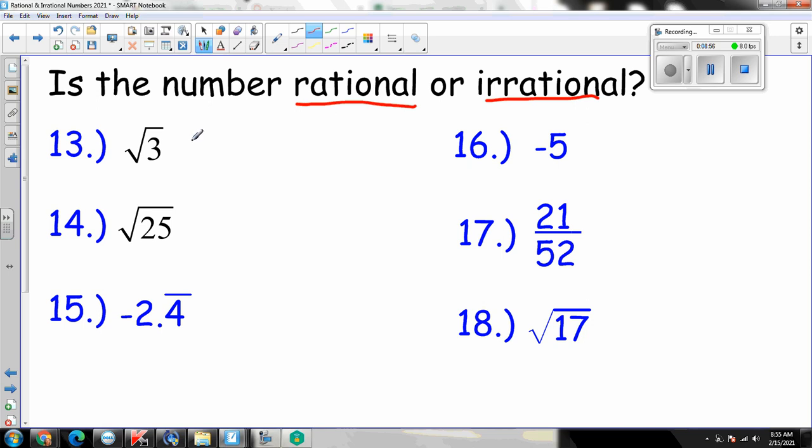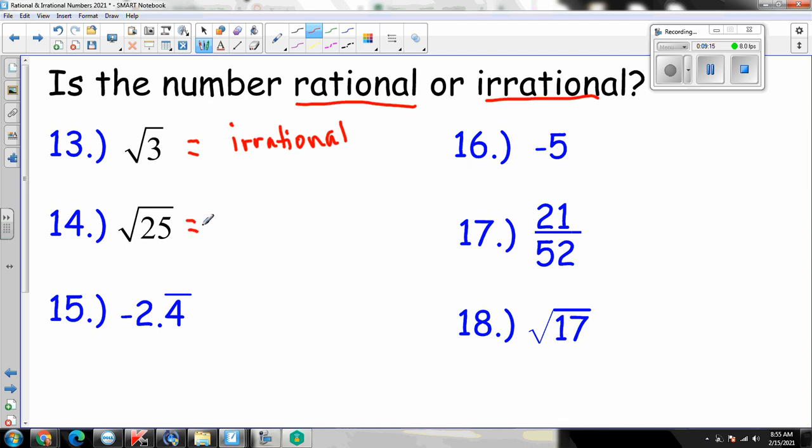Okay, so let's check. Square root of 3. There's not a whole number times itself to give you 3. 1 times 1 is 1, 2 times 2 is 4. So this is irrational. If you took a calculator and did the square root of 3, it would be a decimal that kept going and didn't repeat.